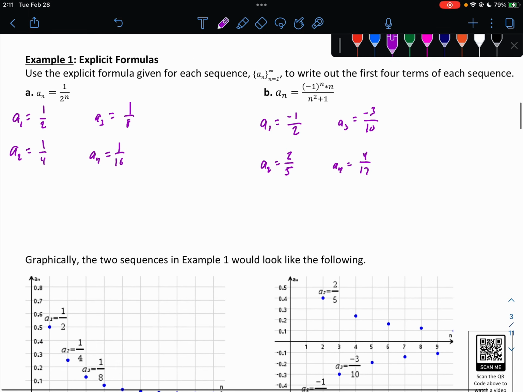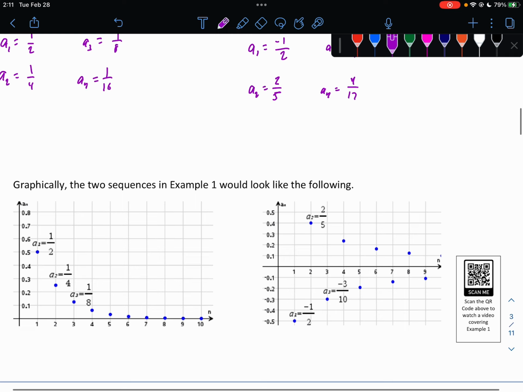If you were to graph these, this is what the two sequences would look like on a graph. And obviously I went a little bit past the first 4 terms there, but you can see how they're the same and kind of differ at the same time.